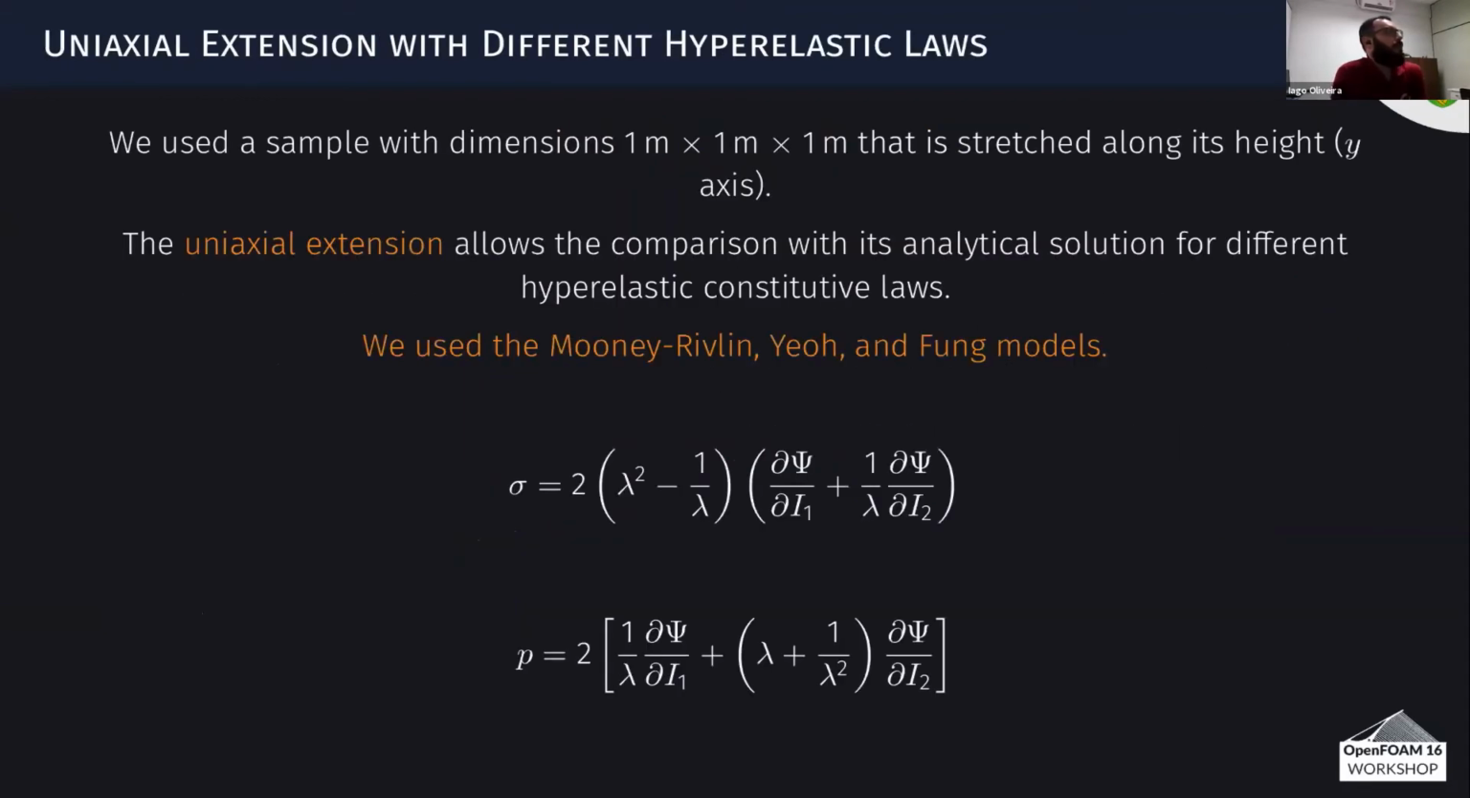And the other benchmark was the uniaxial extension one. So it's just a cube that is stretched along a direction, and we have the analytical solution for this benchmark for different material laws. So we employ the Mooney-Rivlin, the Holzapfel, and the Fung models, which are traditional models used to model arteries and intracranial aneurysms specifically.